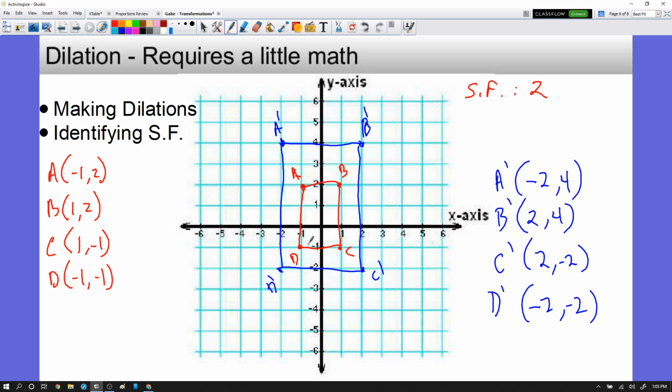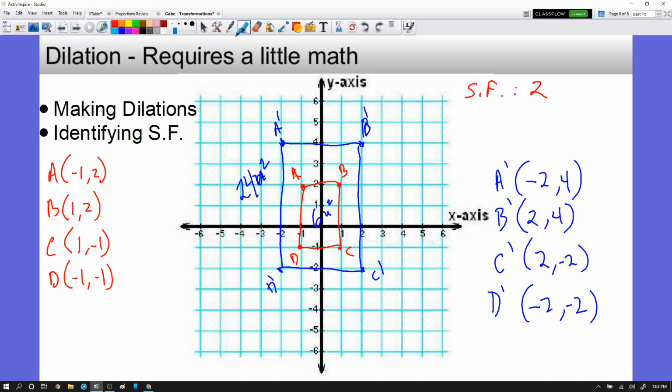So if you wanted to find the area of the original figure, A, B, C, D, you just do length times width. 2 times 3 is 6 square units. Then we would do 4 by 6, and that's 24. And that is 4 times the size. And that coincides with squaring the scale factor as it relates to area because we're changing 2 dimensions.